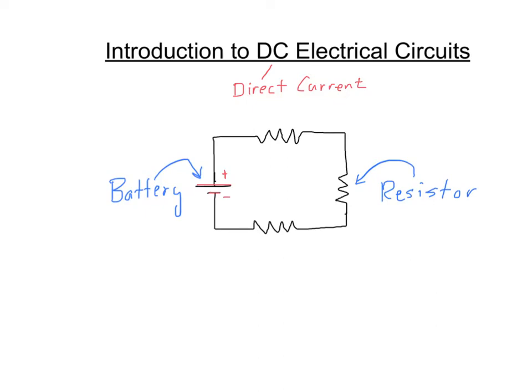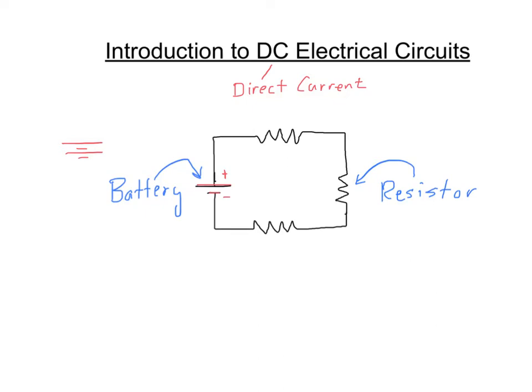So that symbol represents a battery in a circuit. Sometimes you'll see it represented with more than one line like that. That just means it's still a battery, it just might be a little higher voltage. A resistor is represented by these squiggly lines.